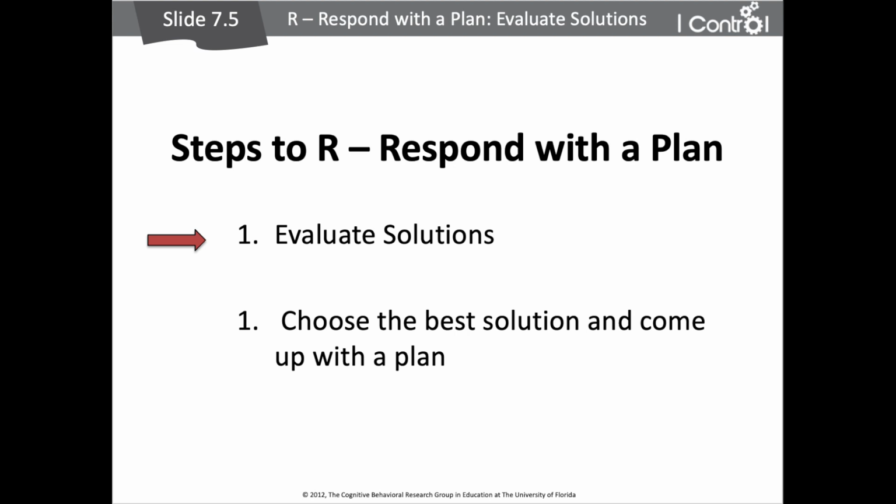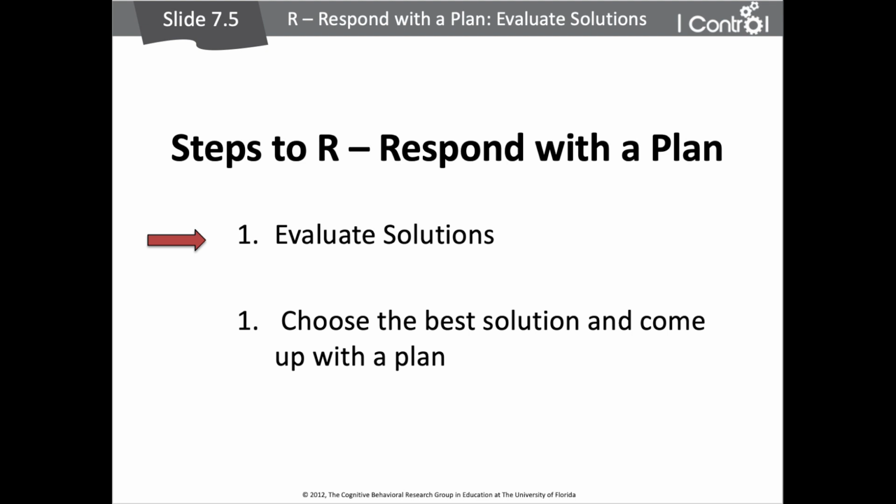The next step in CNTRL is R, respond with a plan. To respond effectively to a situation, you use 2 important skills. 1, evaluate all solutions you come up with, and 2, choose a solution and come up with a plan.